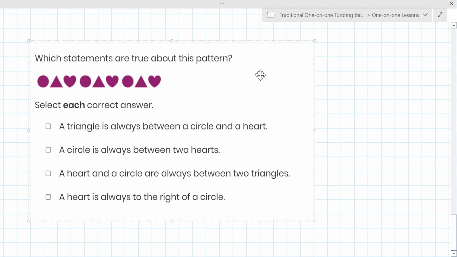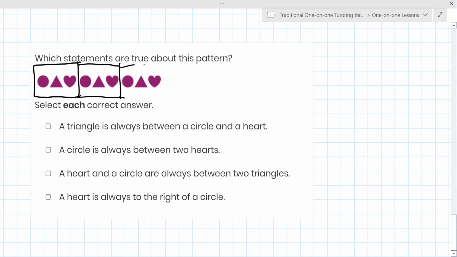Okay, so let's look at each statement one at a time. Is a triangle always between a circle and a heart? See how there's a triangle here. There's a circle on the left. There's a heart on the right. Is it true that there's always a triangle between a circle and a heart? Do you agree with that statement? No. Okay, so if you don't agree with it, tell me where there's a triangle that does not have a circle and a heart around it.